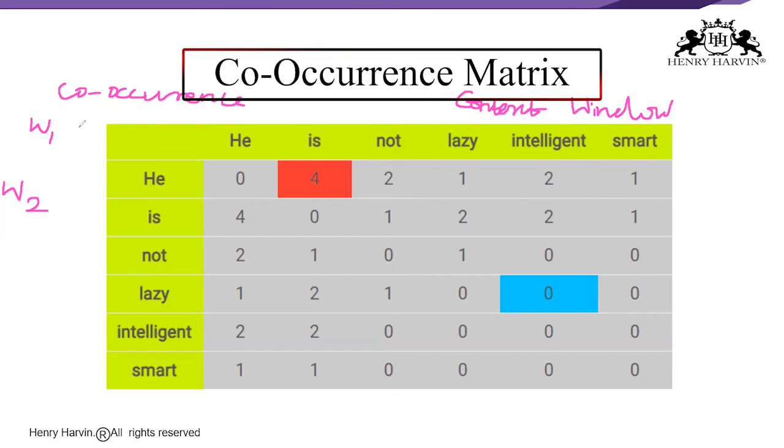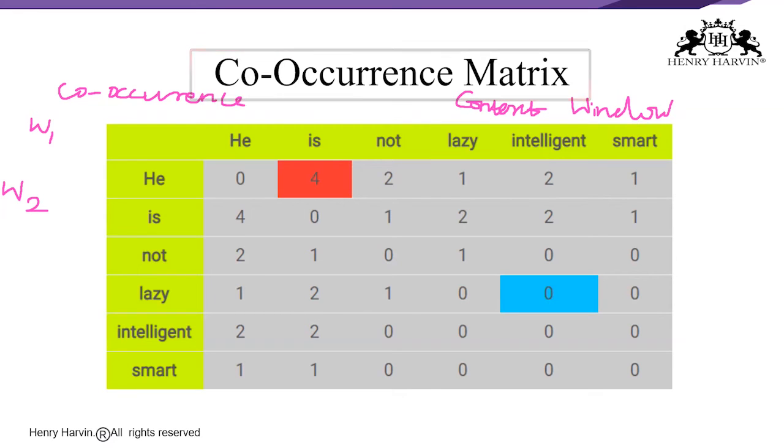So which means that I'm taking a pair of words, say W1 and W2, and counting the number of times they have appeared together in a context window. So what is a context window? A context window is specified by a number in each direction. So what does that mean? Say, for example, I say context window of 2. So let us try to understand that.